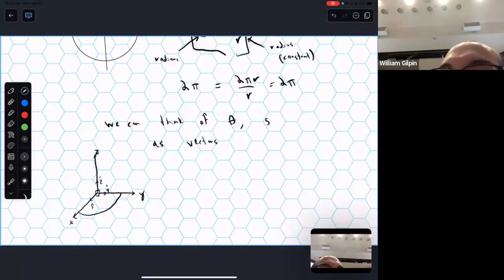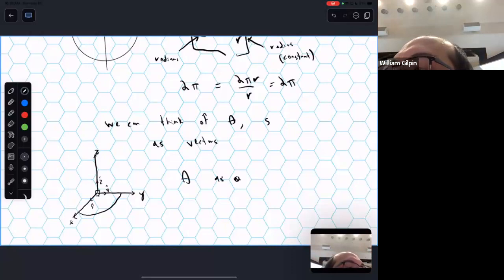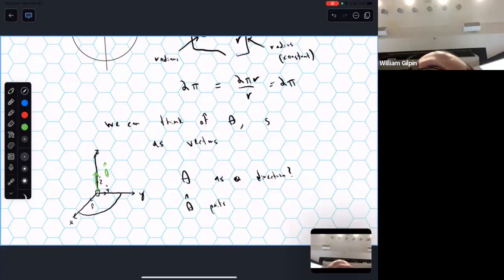If I want to think about theta as a direction, then I usually will use the convention that theta hat points up along the center of rotation. So theta hat points out along the center of rotation.